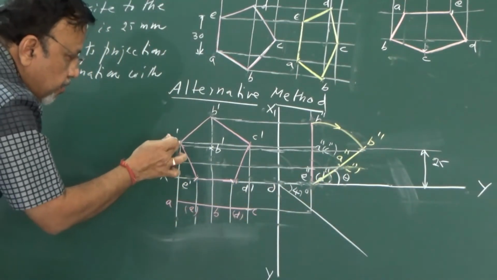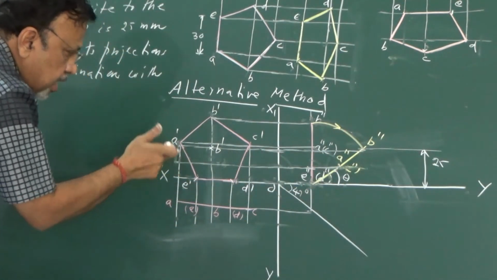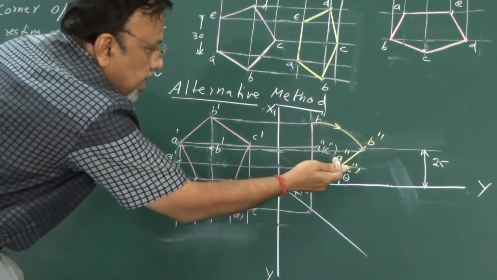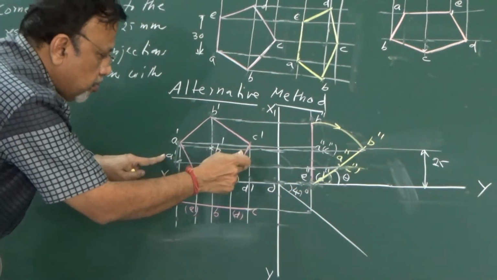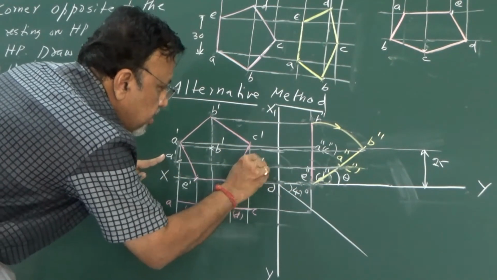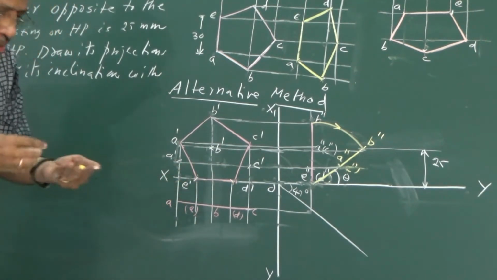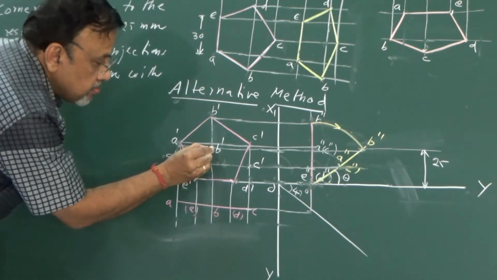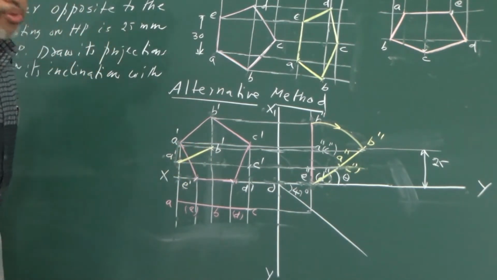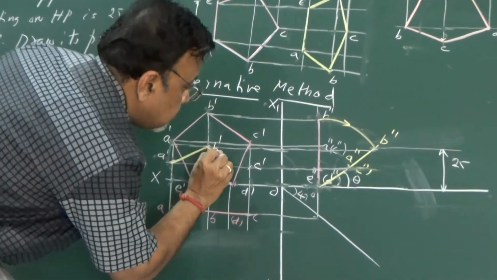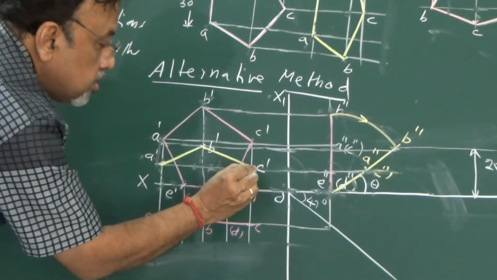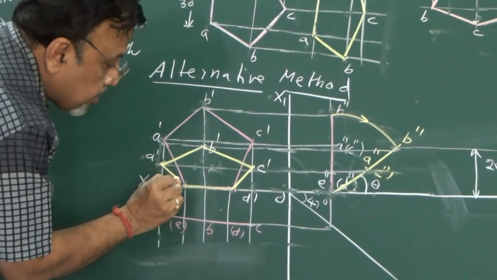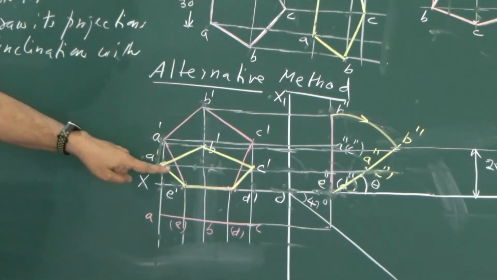Again, where do you get this? This is the A projector, so this will be A dash. Then C projector, this should be C dash. A, D will be here only. So join them in the proper sequence. What is the sequence now? A to B, B to C, C to D, D to E, E back to A. You can see, we will get the same solution.